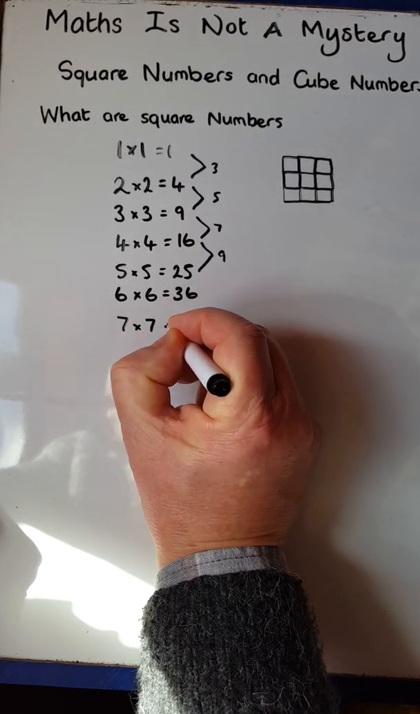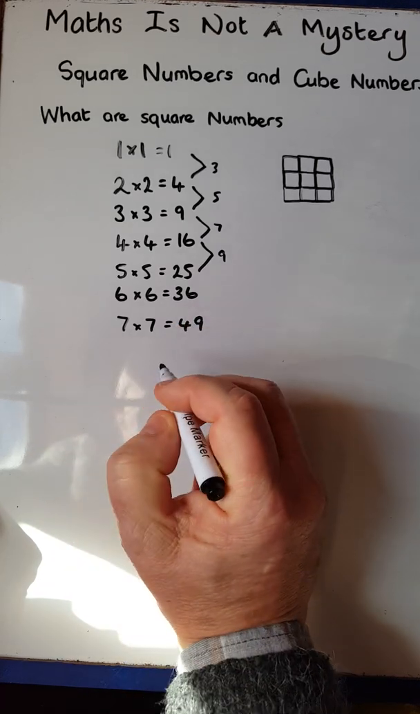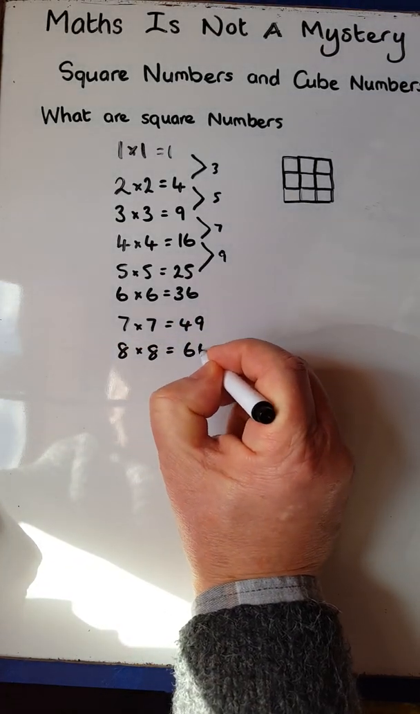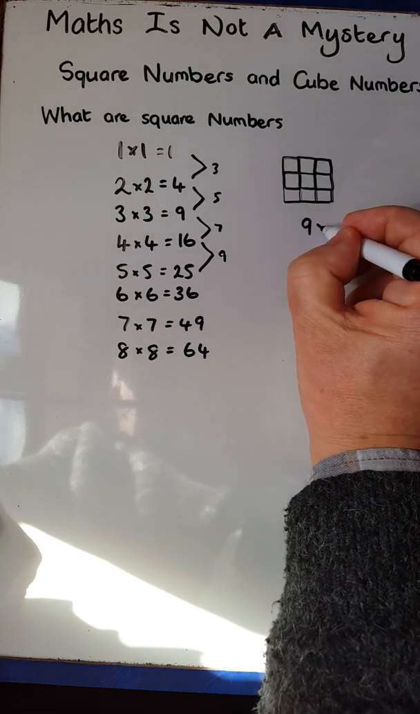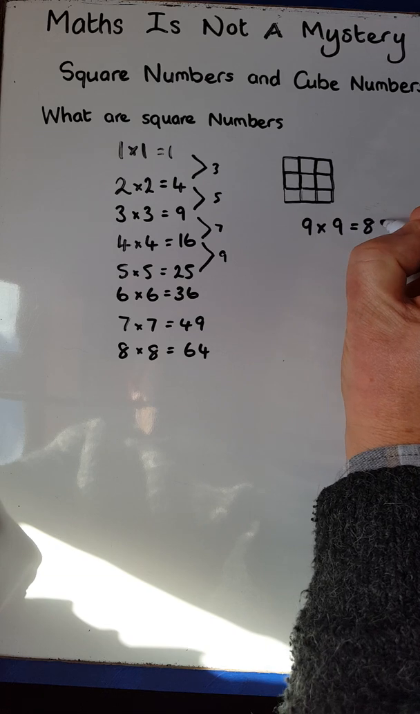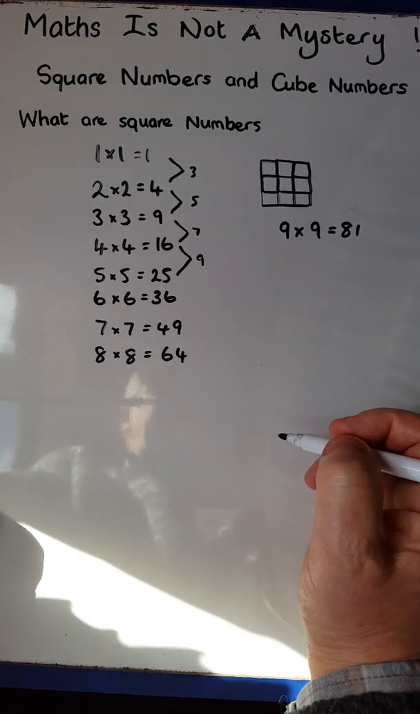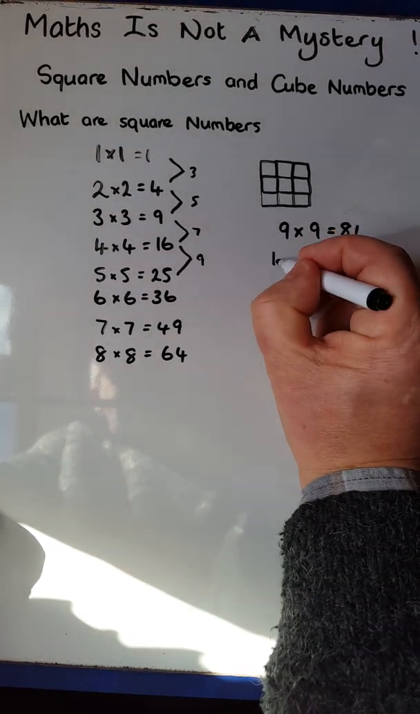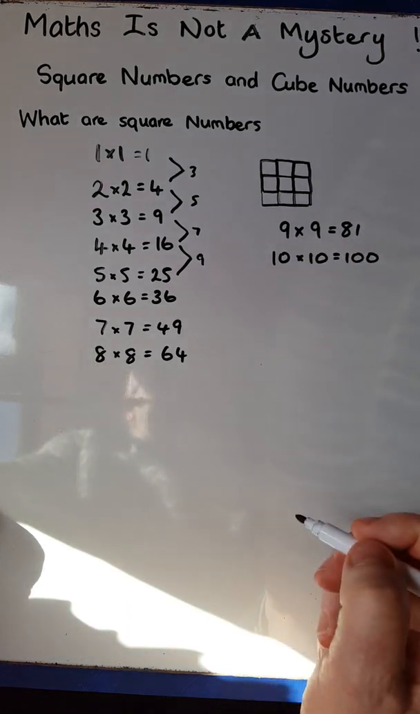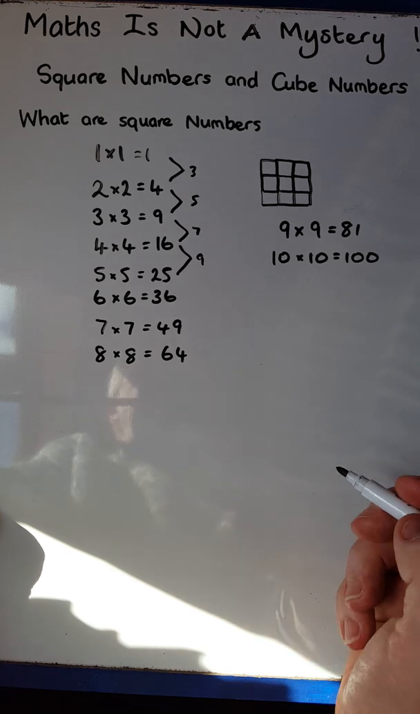All right, carrying on with the numbers. 7 times 7 is 49. 8 times 8 is 64. 9 times 9, 81. Most people know the square numbers up to 10 times 10, because that's 100 there. 11 times 11.